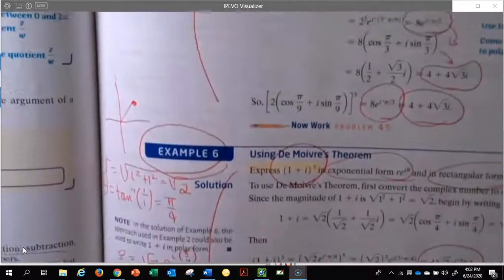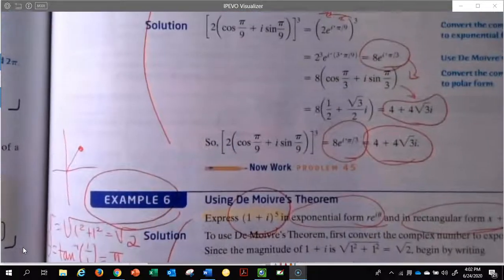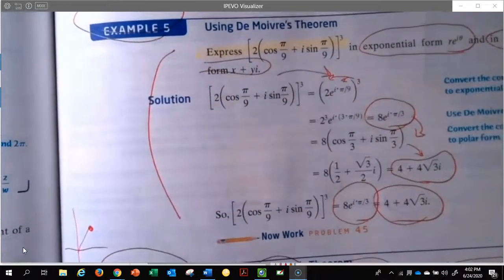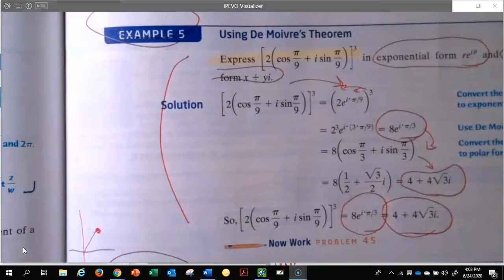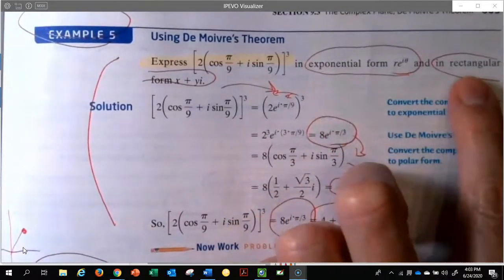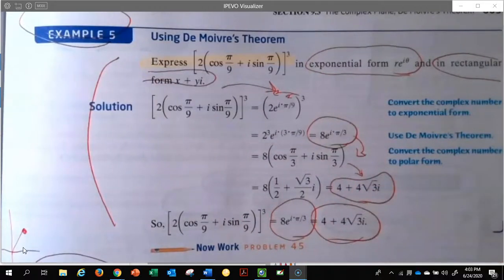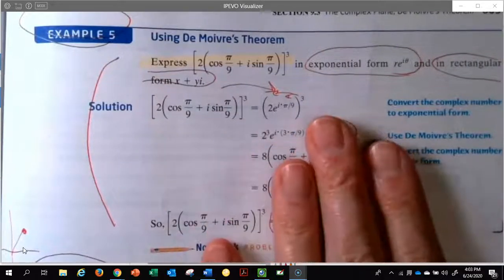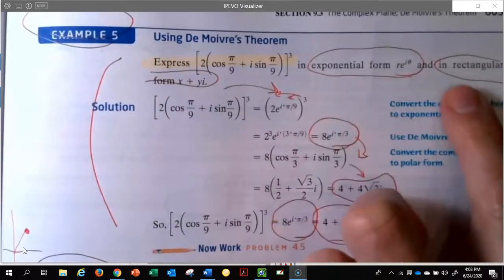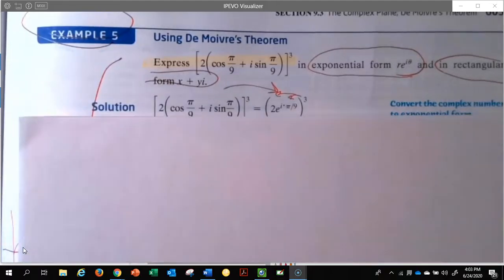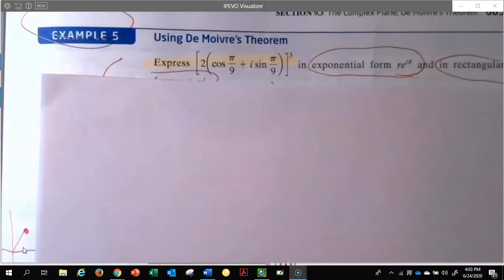I'm going to work with us on numbers 5 and 6, but I'm not going to do all of them. I'm going to leave part of the exploration of example 5 to you, because this is asking for us to do this in exponential and rectangular. He has shown you rectangular, and he is showing you polar. I want to show you exponential, and then leave getting from exponential to rectangular to you, so you discover that. So here we are at a complex number, and they're asking us to get it in exponential and in rectangular.